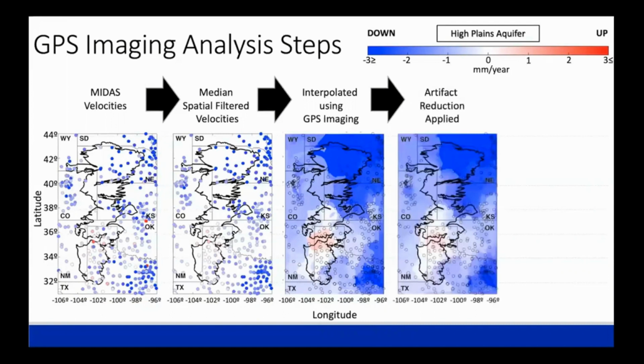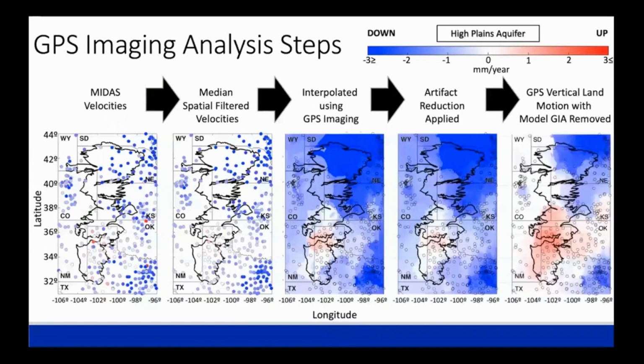So to correct for that, we use a bootstrapping statistical analysis and take the median value of the vertical rate at each pixel to create this velocity field. We then solve for common signal by removing the forebulge collapse modeled by the ICE-6G_D model. We remove it from our GPS imaging result. And that gives us this image on the far right that shows 1.7 millimeters per year of uplift at the peak, located approximately on the Texas Panhandle and extending throughout most of the southern High Plains Aquifer.